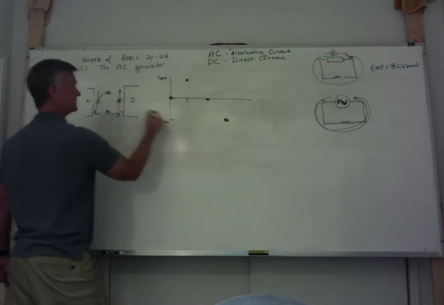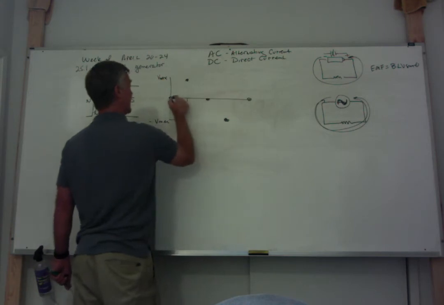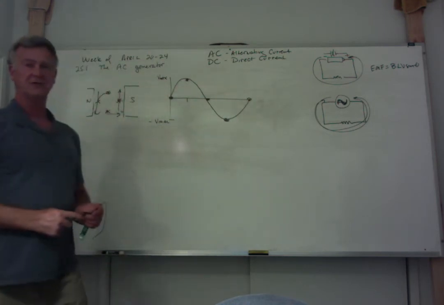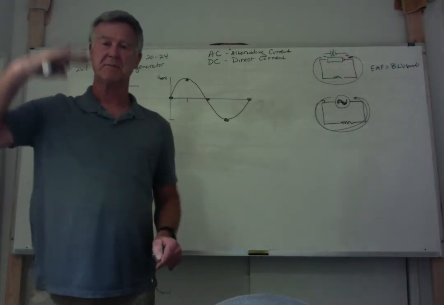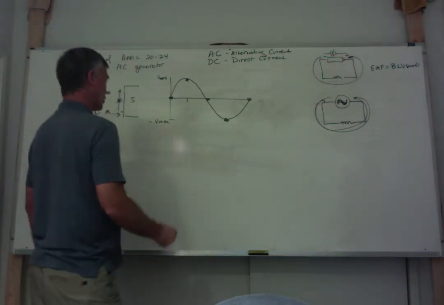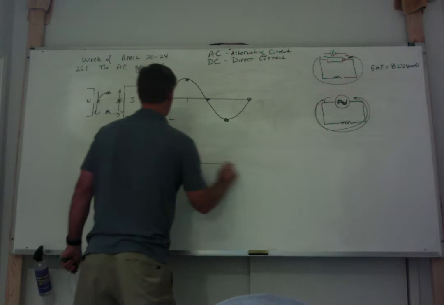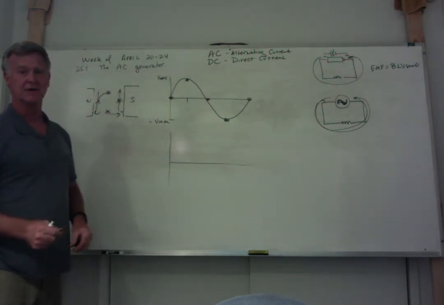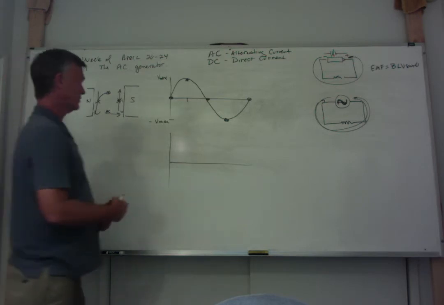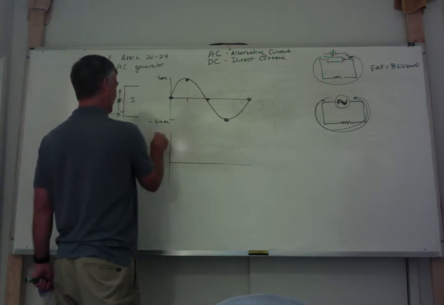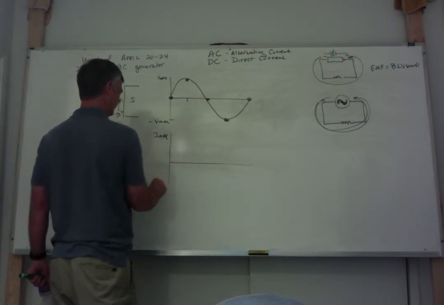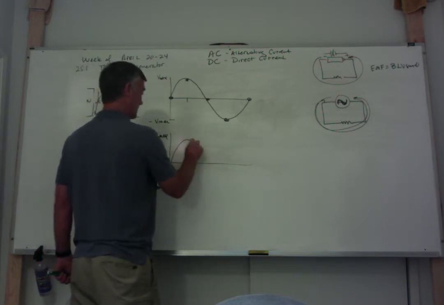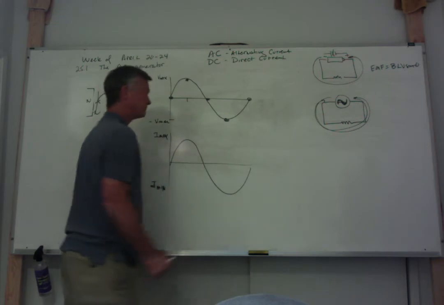And then if it keeps going, I find that I have a sine curve. Voltage is going to go from maximum to minimum. The current will do exactly the same thing, because if I had a resistor across here, that voltage is going to be pushing the current. So current will go in exactly the same pattern. And we'll go like that.